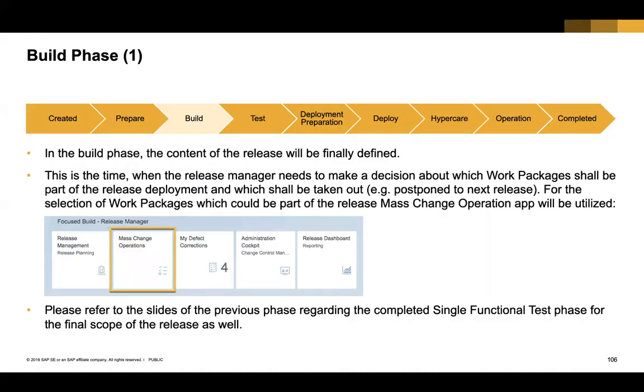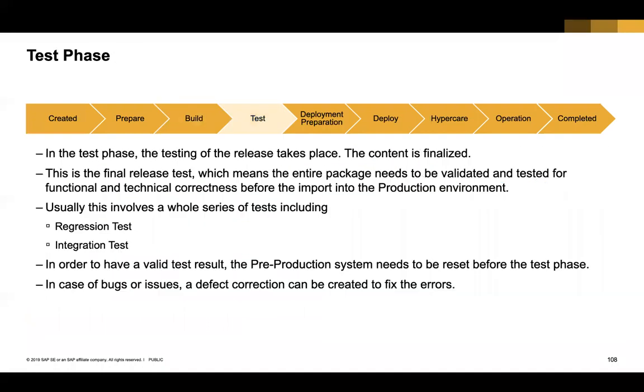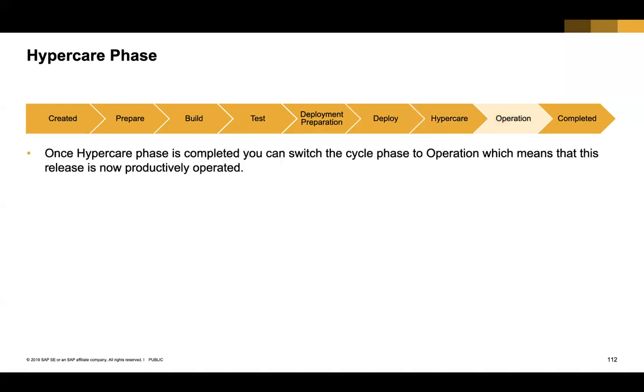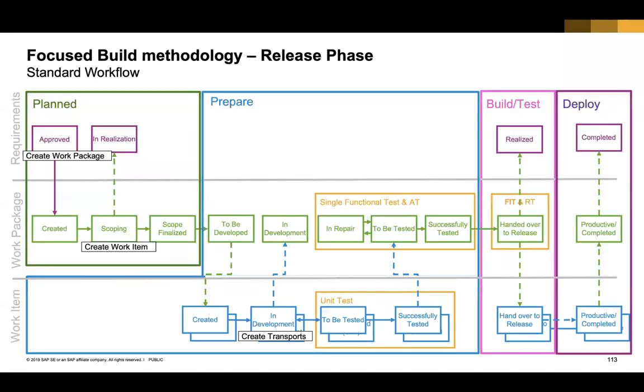And in this build, the release will be packaged, dependencies are handled, transports are all put together, transport errors are all identified, and then it is deployed into the pre-production environment for the test phase. And in the test phase of the release, we will deploy the entire release package into the pre-production environment and then do the release testing. And here we could still create defects for release level testing, and then create defect corrections. And those defect correction transports are also bundled into the same release. And then we go into deployment preparation, then deploy it into production, then we go into hypercare, and then go into operations phase, and then finally complete the release, right?